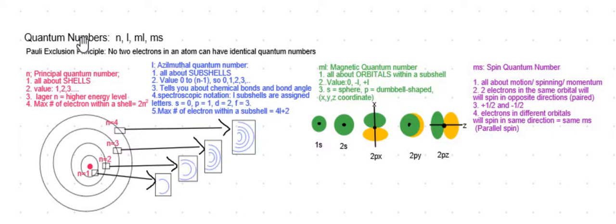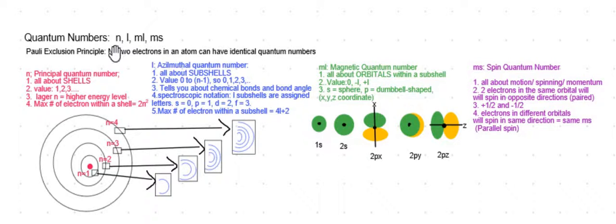Talking about quantum numbers. There are four quantum numbers: n, l, ml, and ms. The Pauli exclusion principle says that no two electrons in an atom can have identical quantum numbers. And so the quantum numbers are all unique for all of the electrons in an atom.